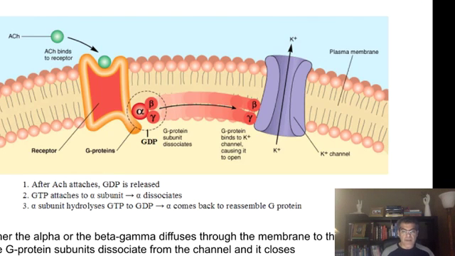Let's talk about the muscarinic receptor. We have 5 different types of muscarinic receptor. We call them M1, M2, M3, M4, and M5. We really don't need, for your class, to go into detail about the muscarinic receptor.